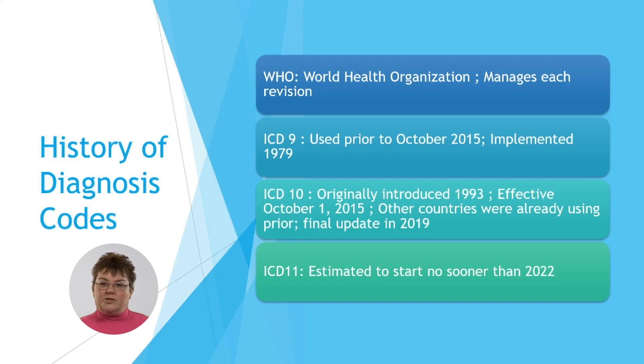ICD-11 is estimated to be no sooner than 2022. And they say no sooner because, kind of like what happened in ICD-10, the government pushed it back. So it really was supposed to start in 2014. Government puts a law out that says, no, providers are not ready yet. So they pushed it back another year. And so that is always a factor when determining when ICD-11 is going to come out.